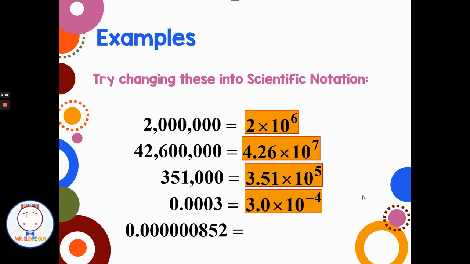All right, you guys pause the video here and try to turn this one into scientific notation. All right, welcome back. So the decimal would need to go between the 8 and the 5. So we're going to need to move 1, 2, 3, 4, 5, 6, 7 times to get it between the 8 and the 5. So 8.52 times 10 to the negative 7.